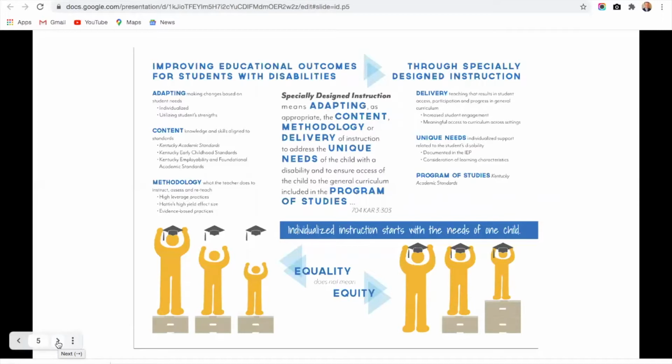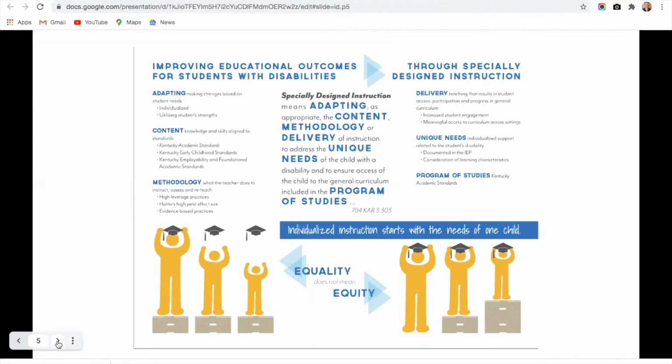So this graphic that I'm putting up here talks to you a little bit about specially designed instruction. This came out a few years ago as a one pager from KDE, and it really just kind of gives you a graphical representation, puts it in an easy to view display. Improving educational outcomes for students with disabilities through specially designed instruction. And the first one, it says the big keyword is adapting. Another big bucket is content. Another big bucket is methodology.